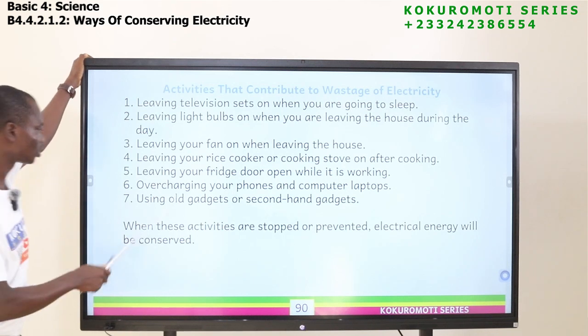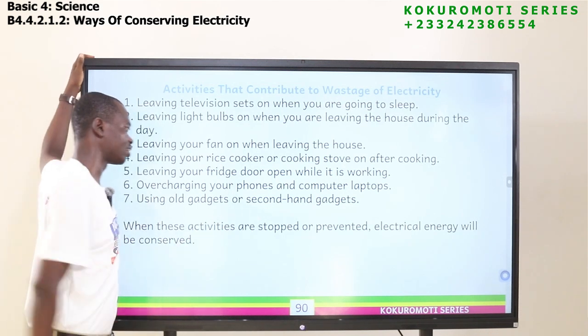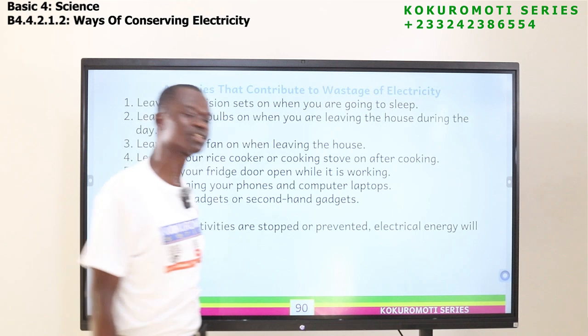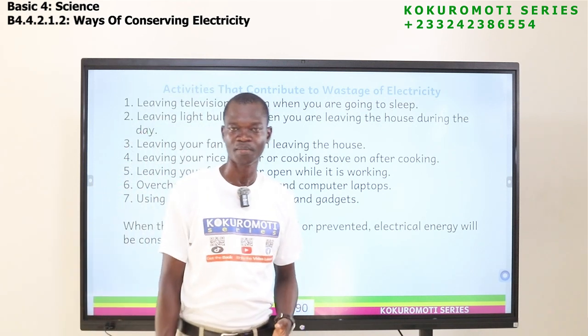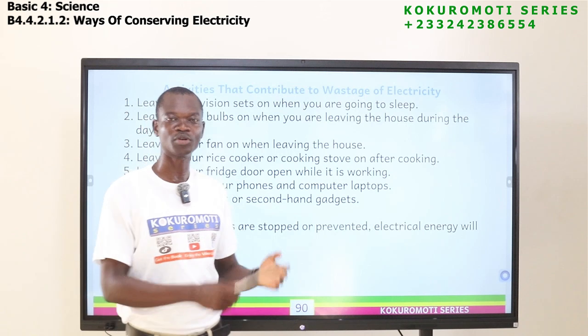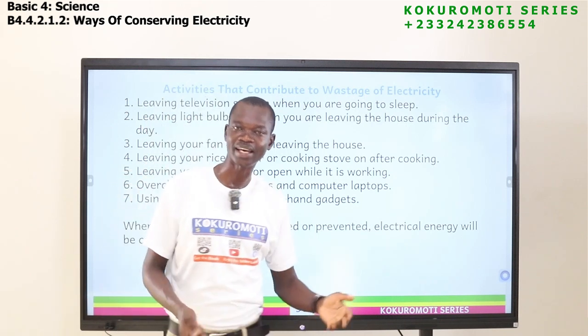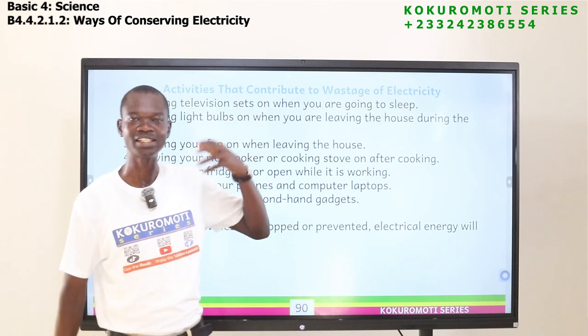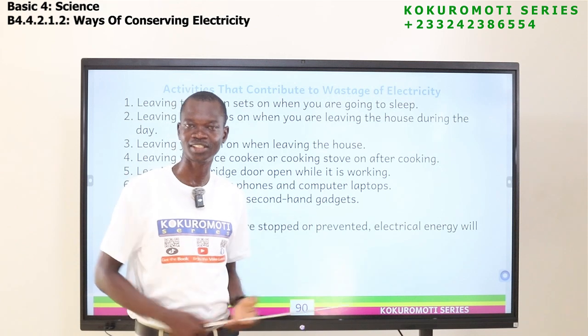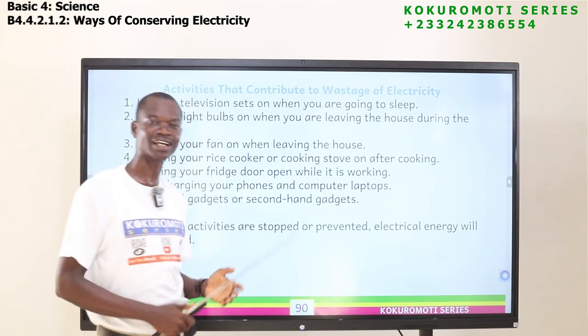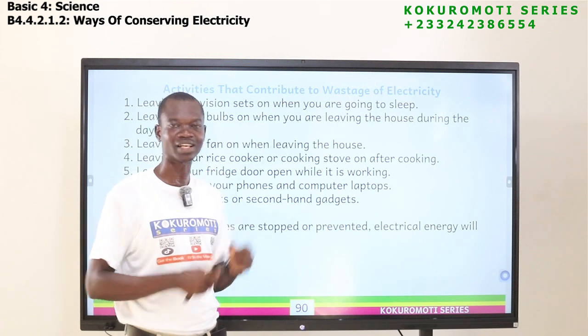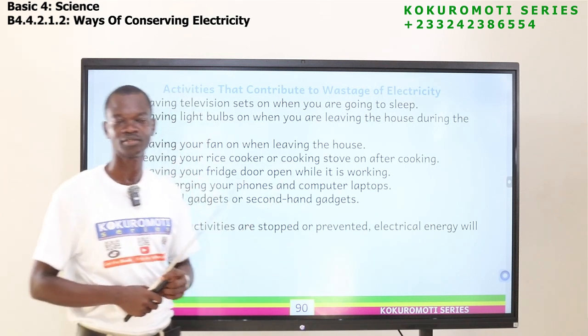Number 7, using old gadgets or second-hand gadgets. Some of you like cheap things. The cheap things, mostly they are faulty. So these things, we go there because of their price, we go there to buy, and later we end up paying huge sums of money as electricity bill because of them. So if you use old or second-hand gadgets, you should know that those ones, they consume more energy.